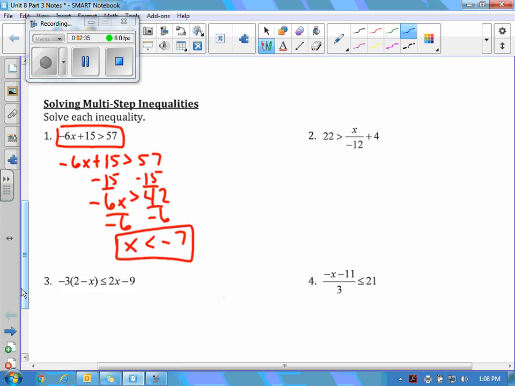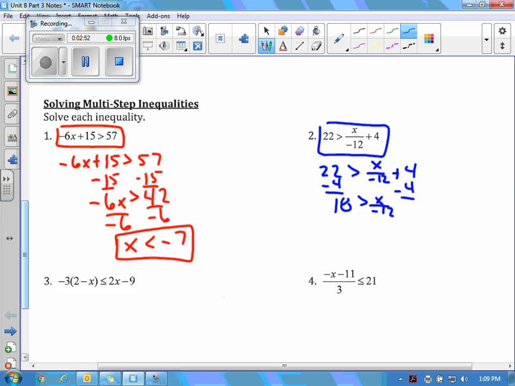Number 2, I'm going to start again by boxing and rewriting. 22 is greater than x over negative 12 plus 4. I go to the side with the variable, so the first thing I want to do is subtract 4 on both sides, so I'll get 18 is greater than x over negative 12. That fraction means that I'm dividing, so to do the opposite of that, I need to multiply both sides by negative 12. So negative 12 times 18 is going to give me negative 216. I'm multiplying by a negative, so I have to flip the inequality, and I'm just left with x on that side.